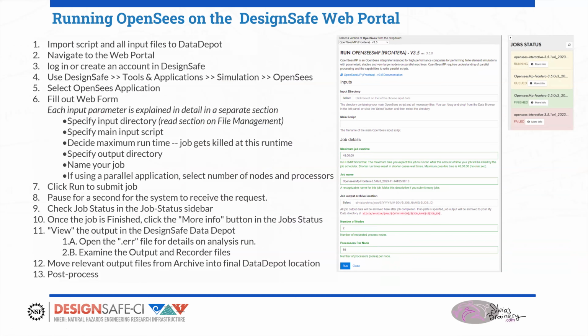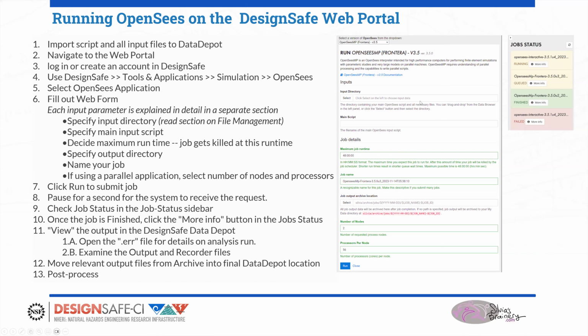So first, import all your scripts and all your input files and all your data, such as ground motions, into the Data Depot. You navigate to the portal. And first you make sure that you're logged in. I guess I switched the order. So you log into DesignSafe and then go all the way to OpenSees. You select the OpenSees application you want.